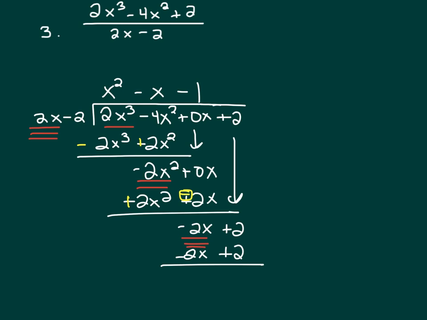And then when we subtract, we have to change our sign, so this becomes a positive, this becomes a negative, and combine your like terms. Negative 2x plus 2x cancels. And then even also here, positive 2 minus 2, that cancels as well. So we wind up with no remainder. So this is our answer.